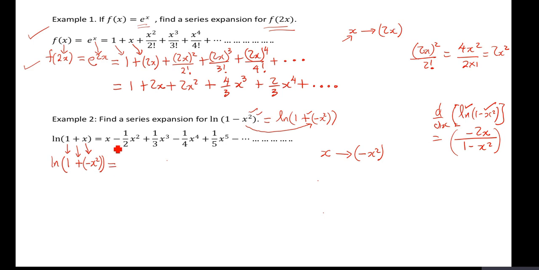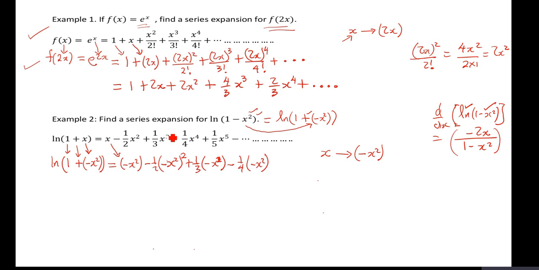So this becomes, there's my x there. What do I replace it by? Minus x squared. Then minus a half. Replace it by minus x squared. Then a third, and so on. Every single term replaced by minus x squared. Minus a quarter, minus x squared. Okay, this first one is x, then x squared, all squared.